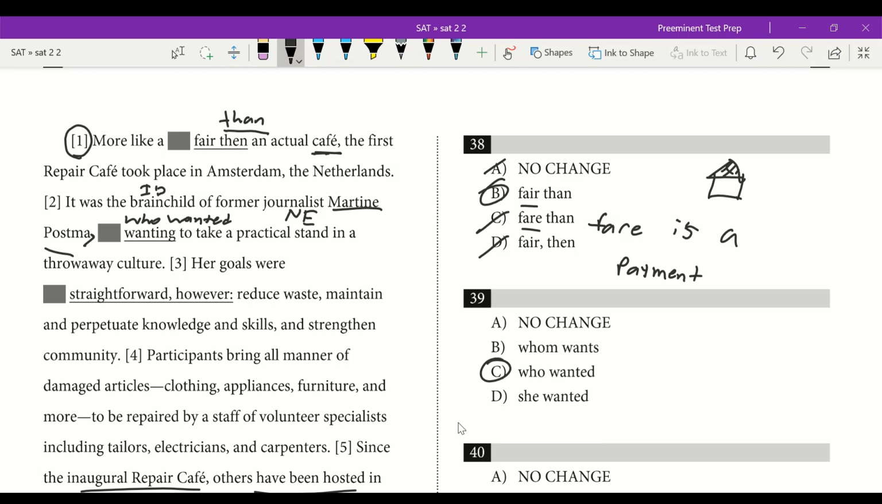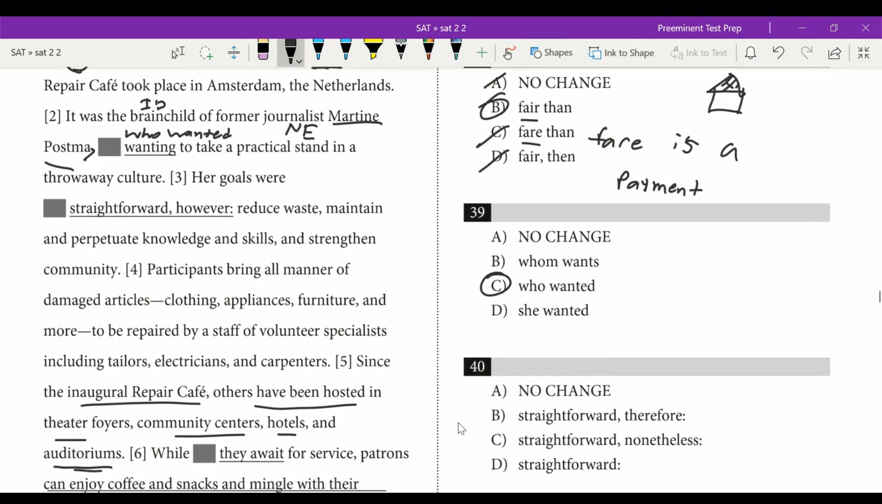All right. Now we have "her goals were straightforward, however." Well, why do we need "however" there, right? That's kind of unnecessary. Her goals were straightforward. We're not comparing anything, so we don't need "however." So anything with "however," I'm actually going to go ahead and remove. So that'll be A.